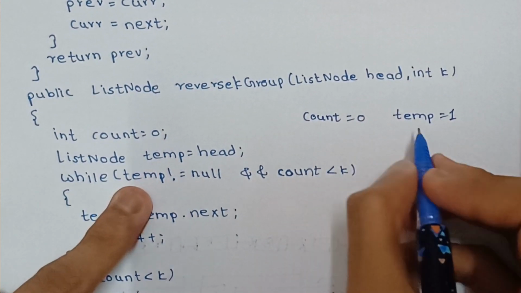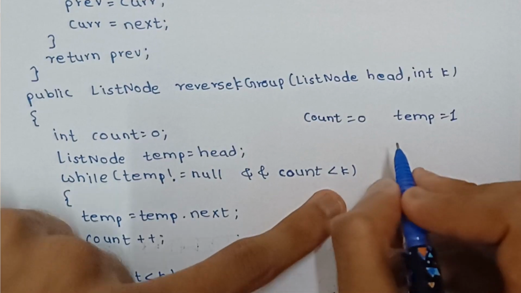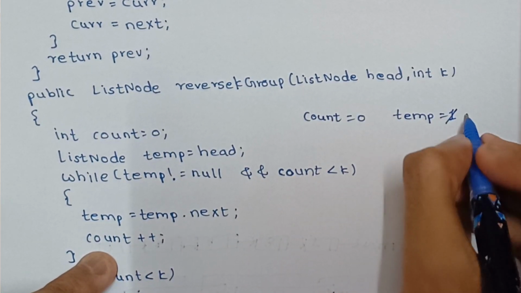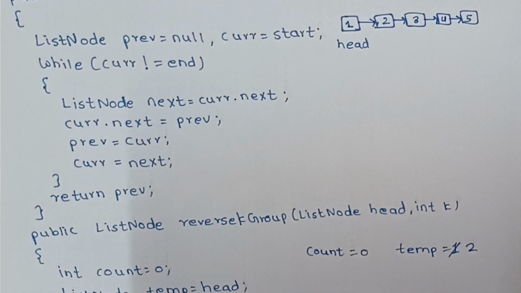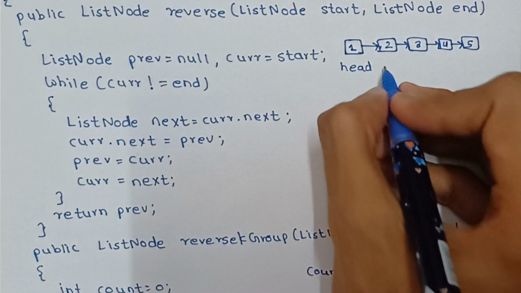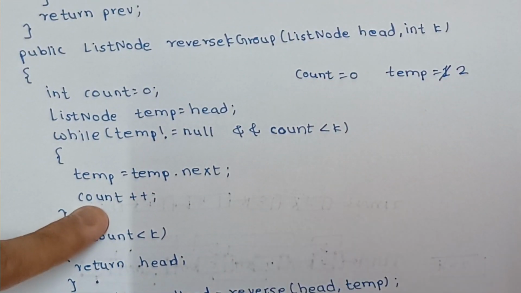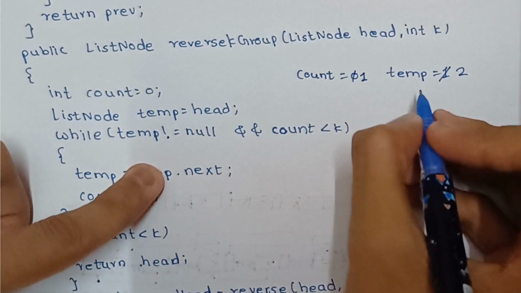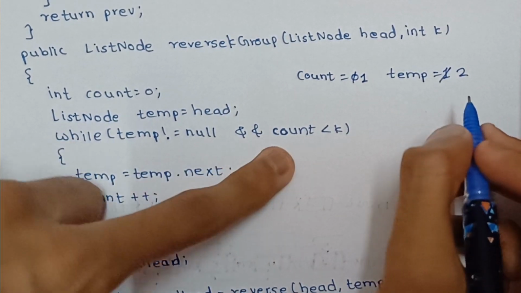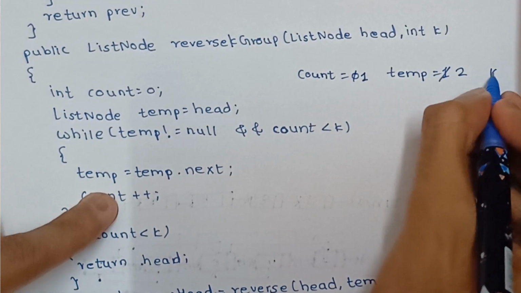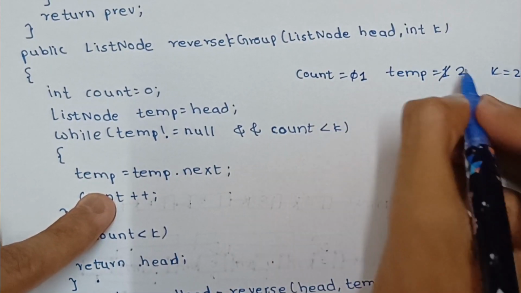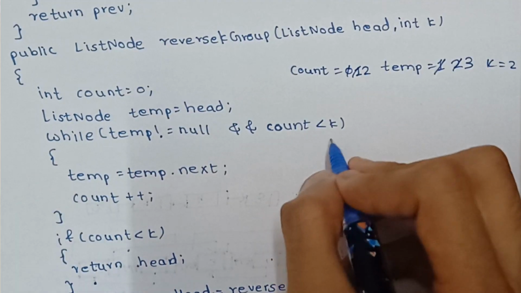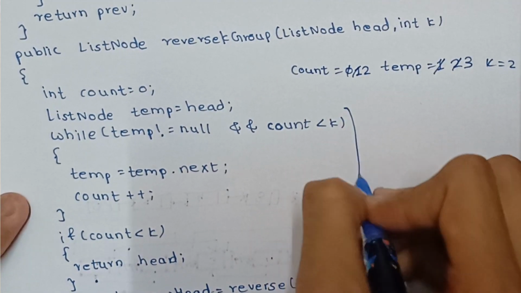If temp is not equal to null and count is less than k, then we increment. Temp will become 2, meaning temp will go here, and count will also increment, count will become 1. Again it will check if temp is not equal to null and count is less than k, which is 2. So temp will be 3 and count will be 2. Now count is equal to k, not less than k, so the loop will not execute now.